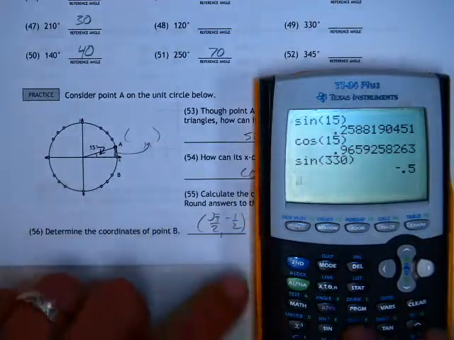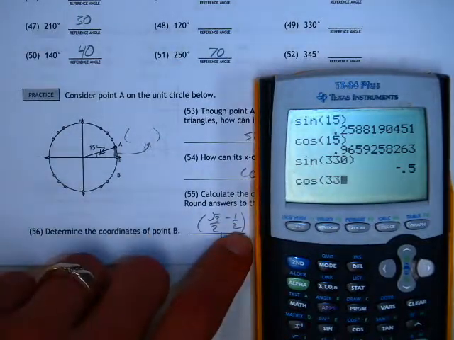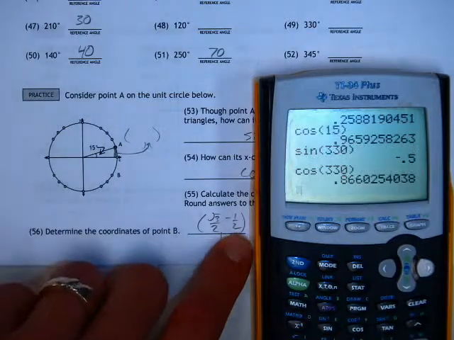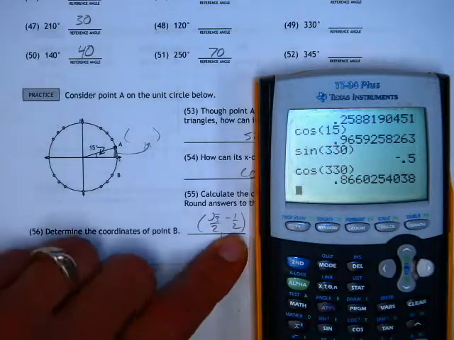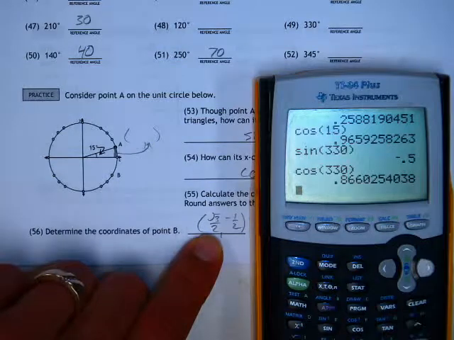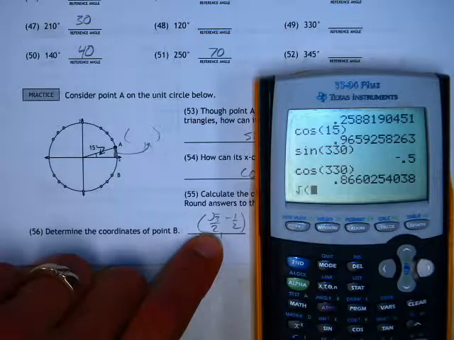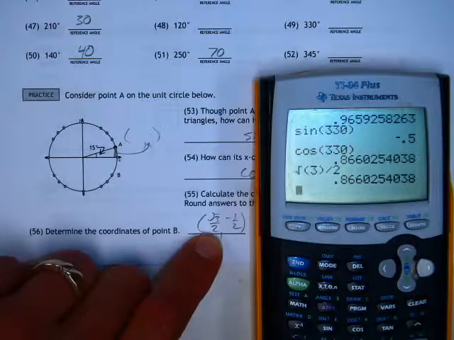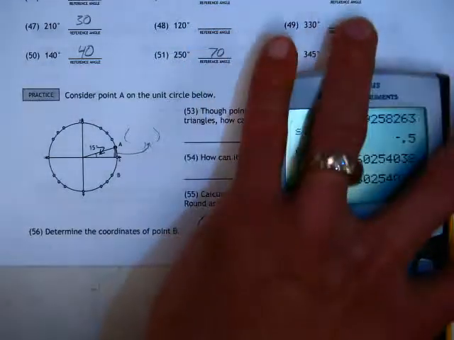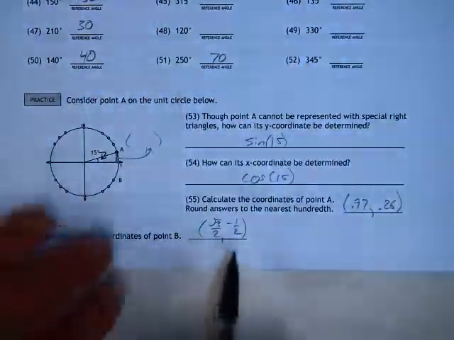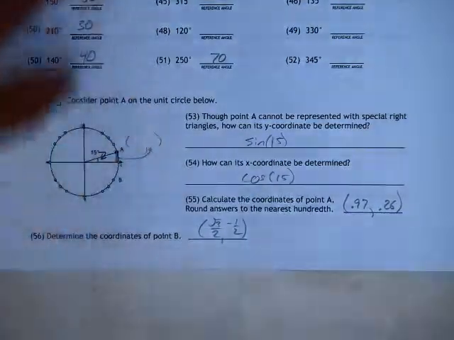The cosine, that's the x value, of 330. This might not be as familiar as 0.5, but 0.866, well, I thought it was the square root of 3. Well, guess what? The square root of 3 over 2 happens to be 0.866. So you can use the calculator, but when we ask for exact values, we're going to be looking for it in radical form.